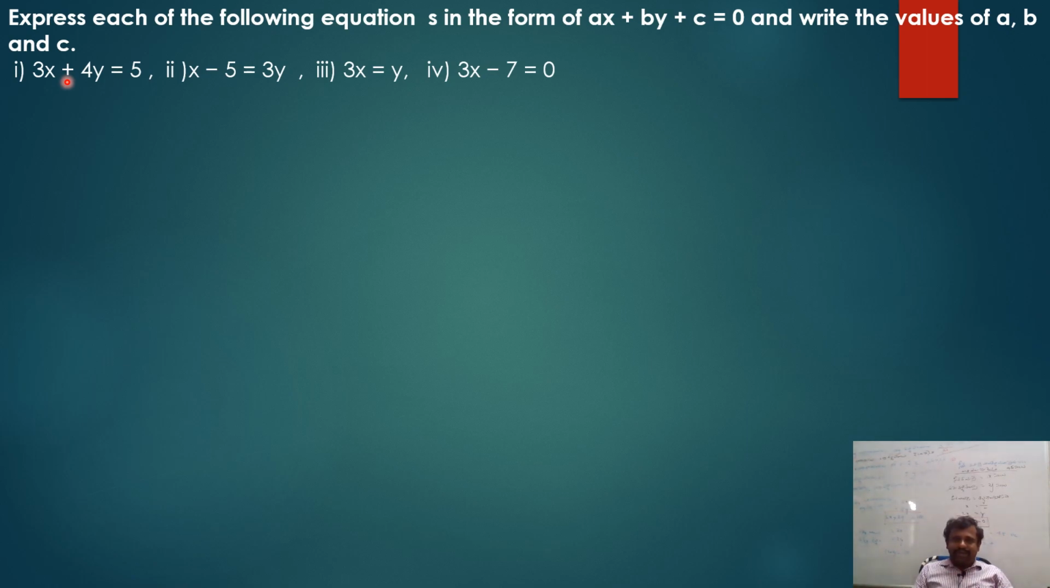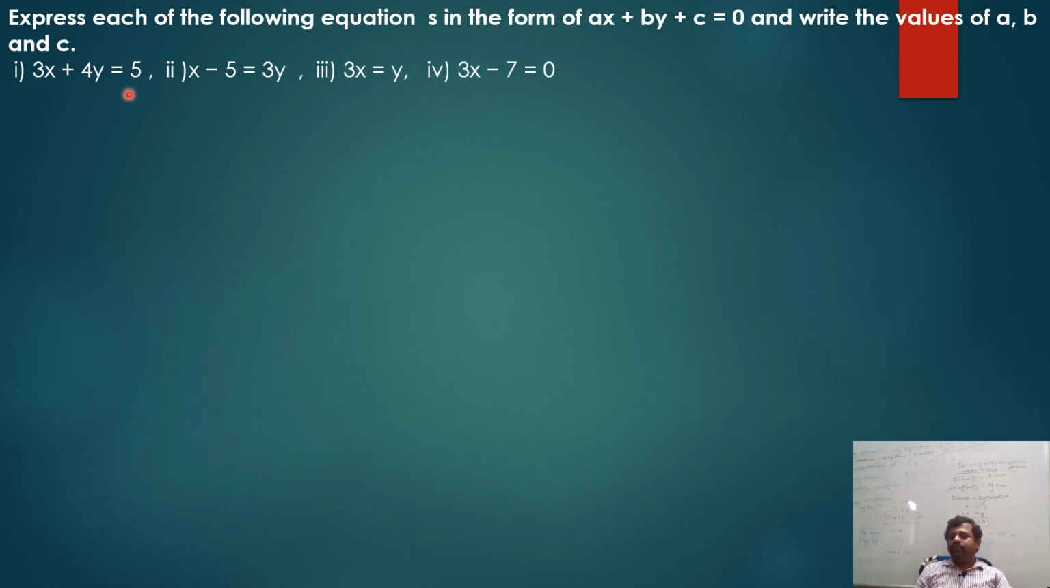Here a, b, c are real numbers and constants. These are called coefficients, constants, real numbers. A, b, c are real numbers and a square plus b square not equal to 0. That is most important. If a square plus b square is not equal to 0, then ax plus by plus c is equal to 0 represents a linear equation in two variables.